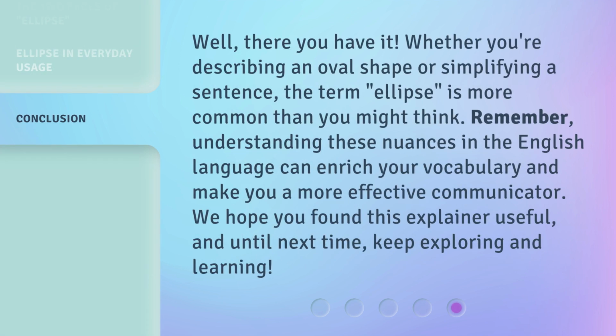Well, there you have it. Whether you're describing an oval shape or simplifying a sentence, the term ellipse is more common than you might think. Remember, understanding these nuances in the English language can enrich your vocabulary and make you a more effective communicator.